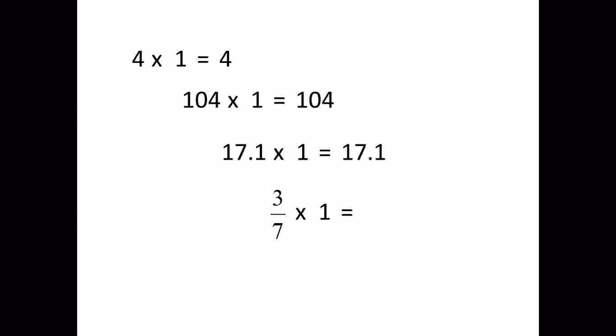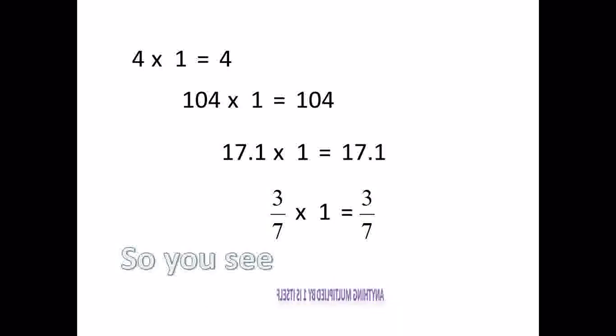Let's take this fraction. What about 3/7 or 3 over 7 times 1? What's that equal? I know it equals 3 over 7. So you see, anything that I multiply by 1 is itself.